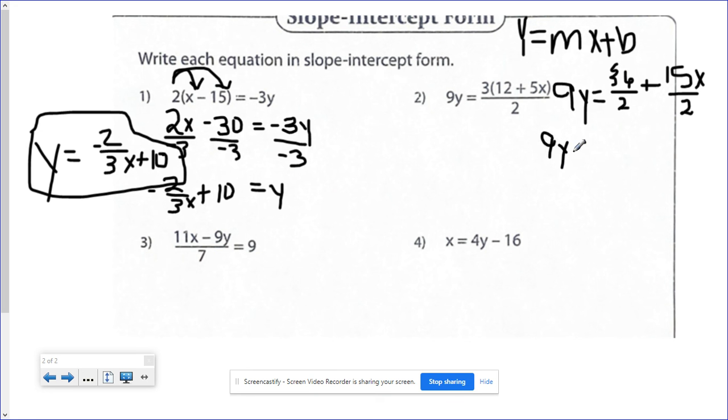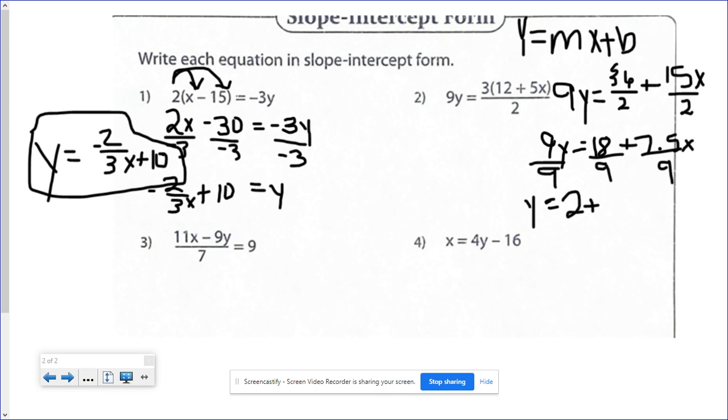I want to actually divide that. 36 divided by 2 is 18. Sorry, my handwriting's so bad. 15 divided by 2 is 7.5. So my very last step is I want to divide every number I have by what is right in front of y, which is this right here. So I know that 18 divided by 9 is 2.